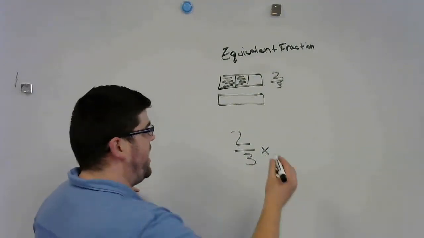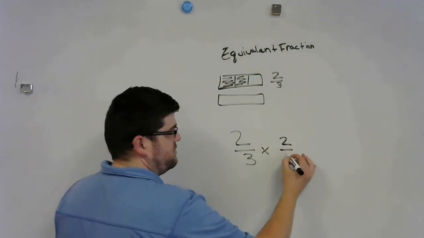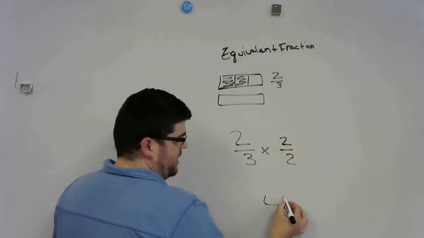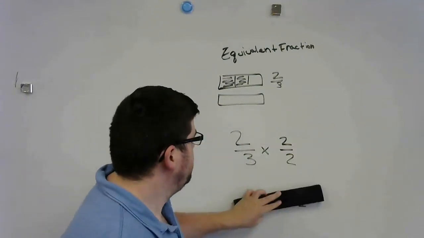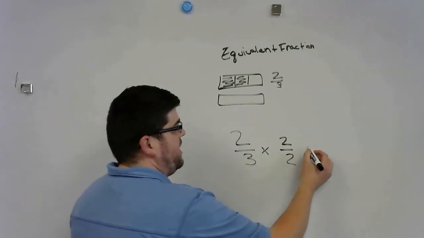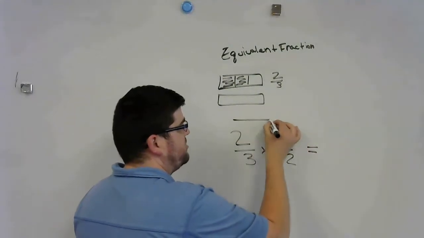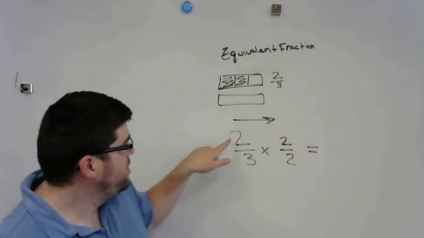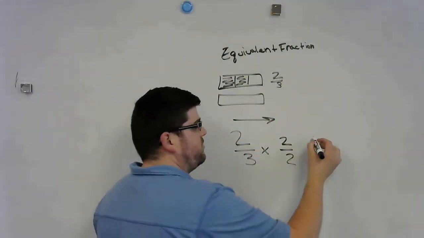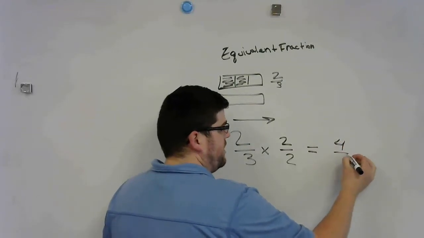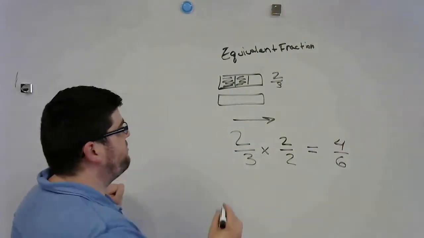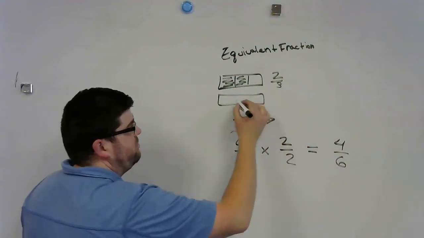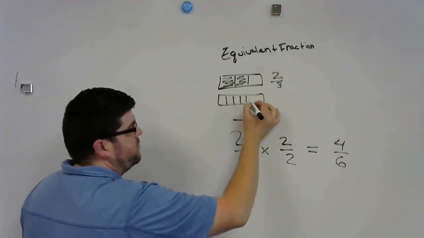So I'm going to pick 2/2 just for kicks and giggles. Because remember, here's my 2/2 down here. 2 parts shaded out of 2, right? That equals 1 whole. So 2/3 times 2/2. When I'm multiplying fractions, I can just go straight across the top, remember. 2 times 2 equals 4. And on the bottom, 3 times 2 equals 6. So my fraction that's equivalent to 2/3 is 4/6.